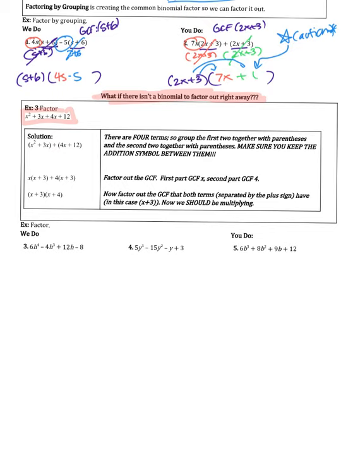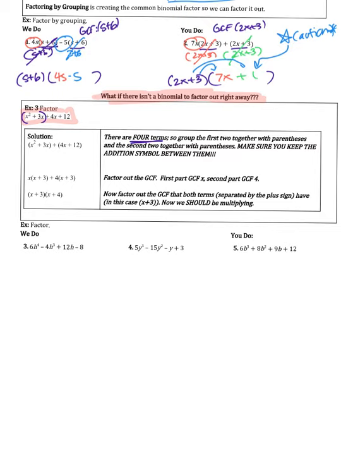So notice there are 4 terms, and that is usually the big indicator to me that I'm going to try out factor by grouping. What you're going to do is group the first 2 terms together, and group the second 2 terms together. Make sure, and I did not do a very good job of this right now, that you leave that plus sign between them. Otherwise, you're actually changing the problem, and we don't want to change the problem.